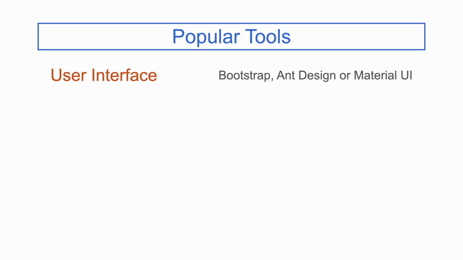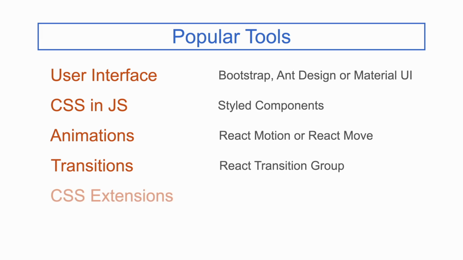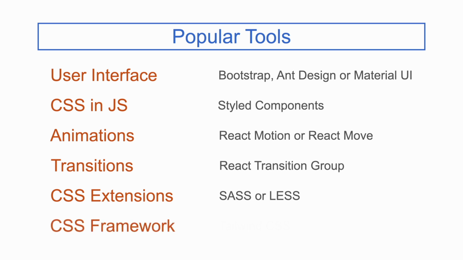For writing CSS dynamically in JavaScript files, you can use Styled Components. For building animations, you can use React Motion or React Move. For building transitions, you can use React Transition Group. You can also use a CSS extension like Less or Sass, which enables you to use functionalities like loops, mixins, functions on top of CSS. You can also use a CSS framework like Tailwind CSS. These are just a few examples.